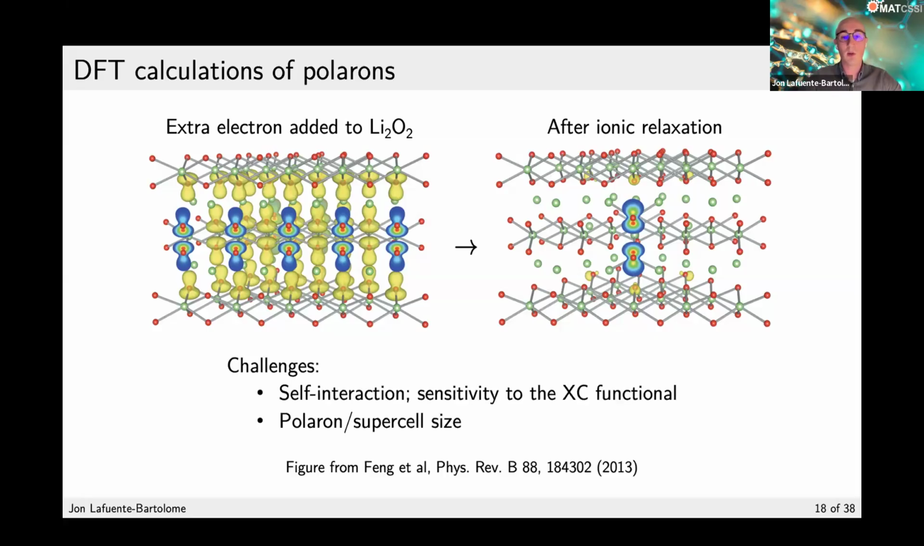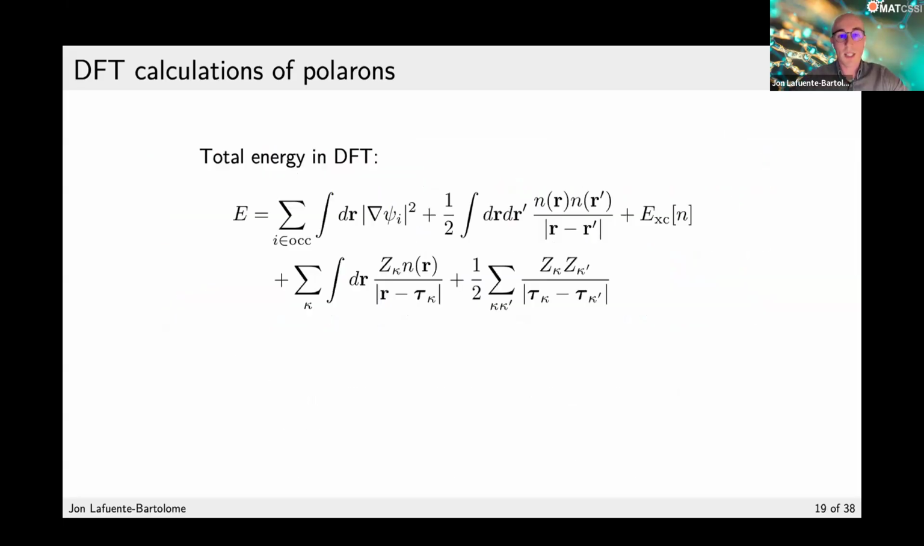So these are very useful calculations to model polarons, but they suffer from two main challenges. The first one is that this type of calculation depends a lot on the exchange and correlation functional that one uses in the calculation. And this is due to the well-known self-interaction problem in DFT calculations. The second one is more practical: one can only model polarons as large as the supercell size one can afford in these direct DFT calculations. So let us look in more detail at these two problems and how we can solve them.